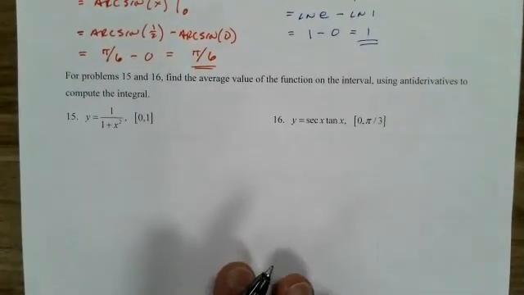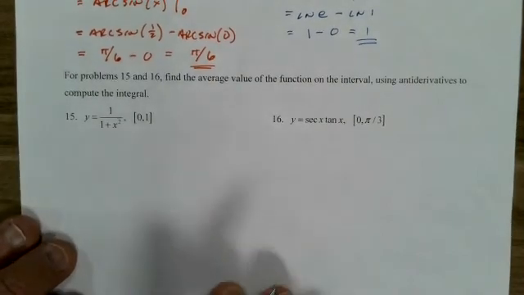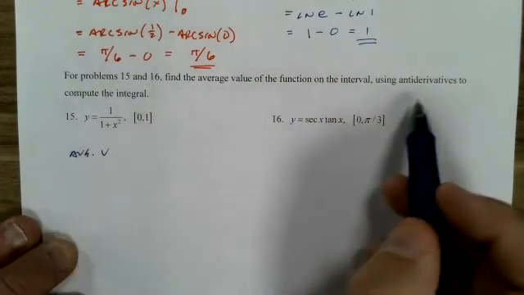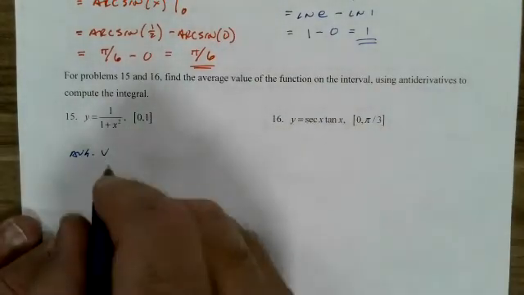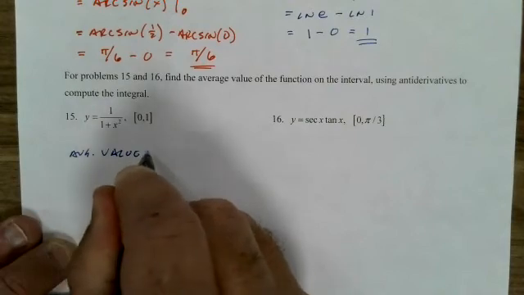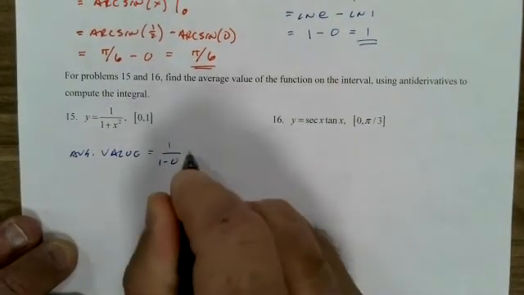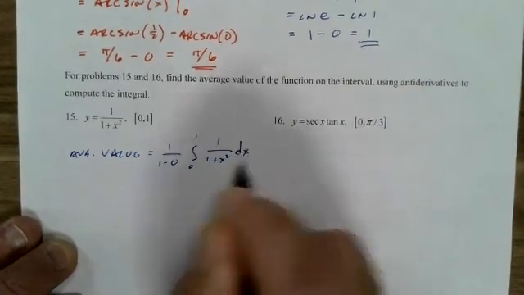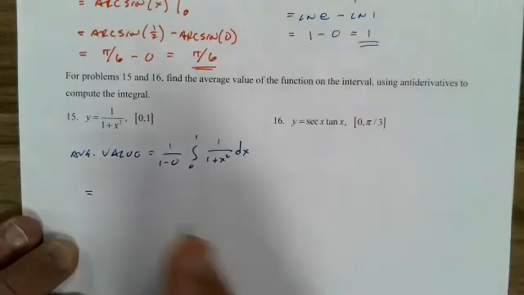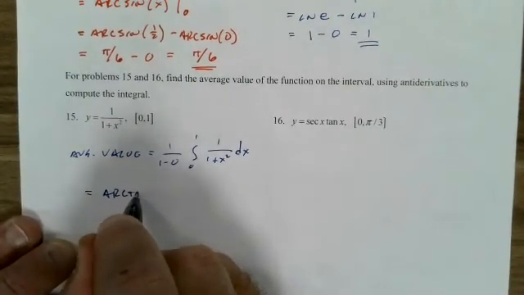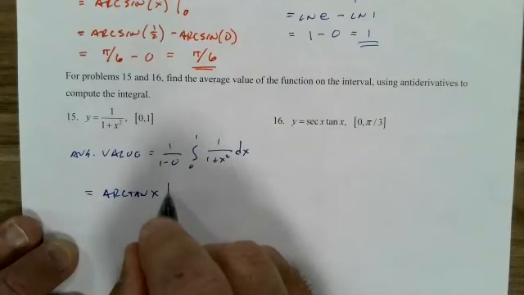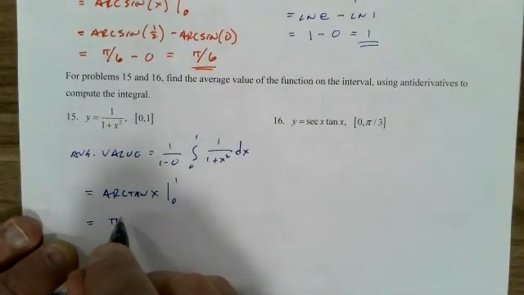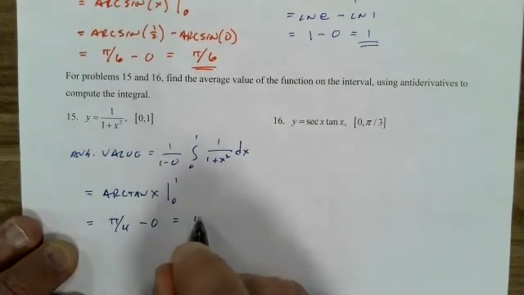Find the average value of the function in the interval. You compute the interval. All right, average value. So I don't actually have to find where the point happens, which is kind of nice. Average value equals 1 over 1 minus 0, integral 0 to 1, equals 1 over 1, goodbye, arc tangent x, 0 to 1, arc tangent of 1, where does tangent equal 1? Pi over 4 minus 0 equals pi over 4.